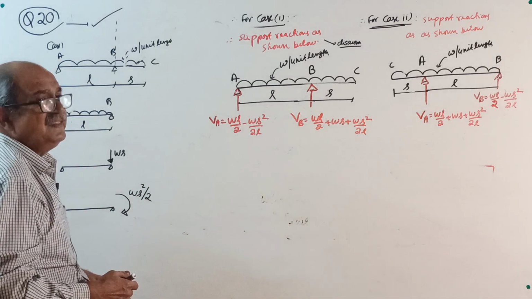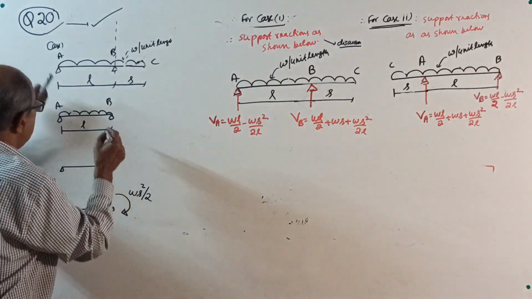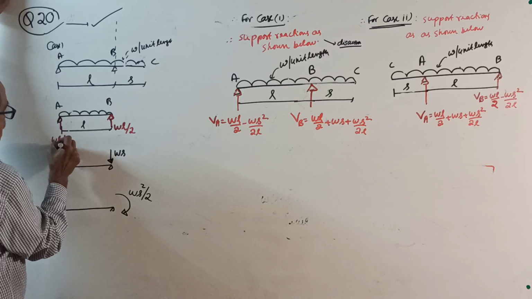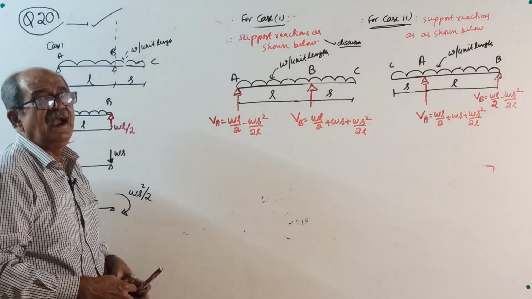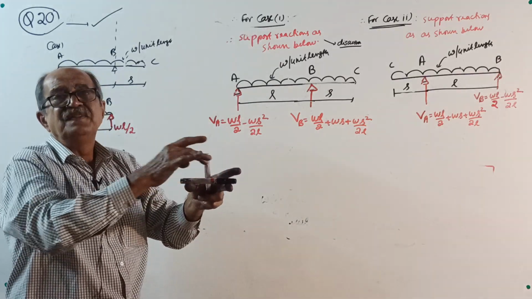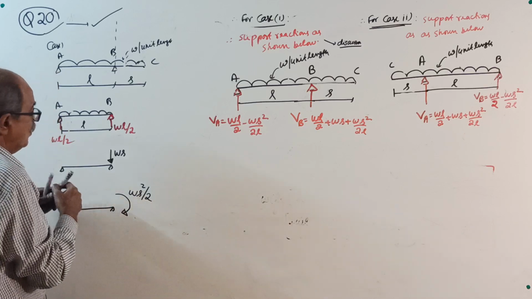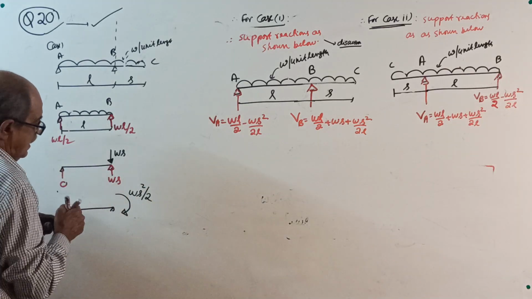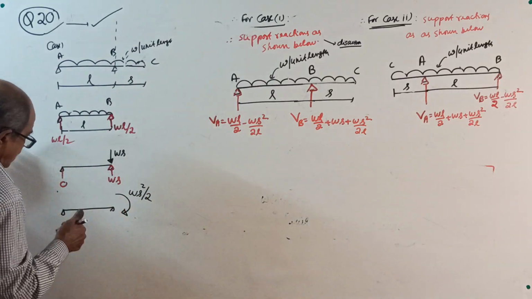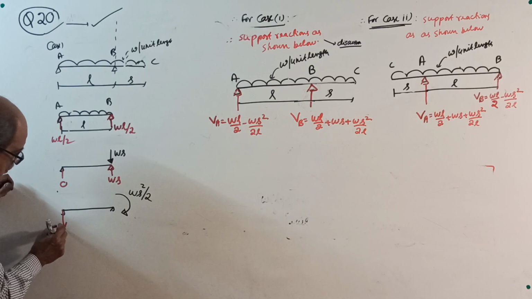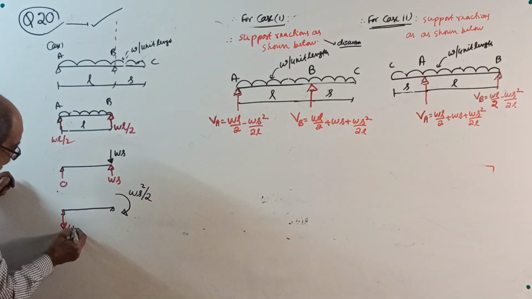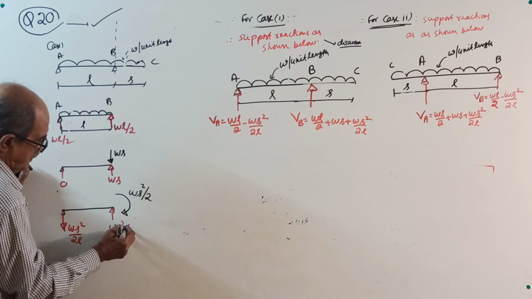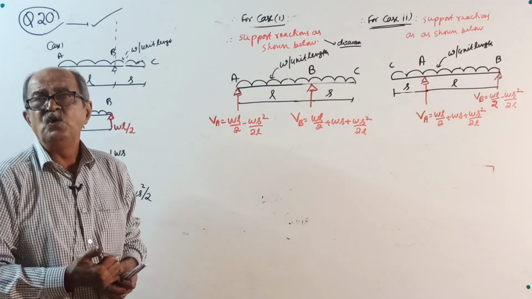Now see, due to the UDL, both reactions are up, symmetrical case, WL by 2 each. If a load is applied directly at a simple support, the other support will have no reaction; even if you take moment, it will come to 0. So this load is transferred directly to this support, reaction WS here, 0 here. And due to the couple, this couple will lift this support, and the reaction will come down by the couple divided by the span, that is WS square by 2L. I told you earlier how to find the reaction for a couple, go through it.